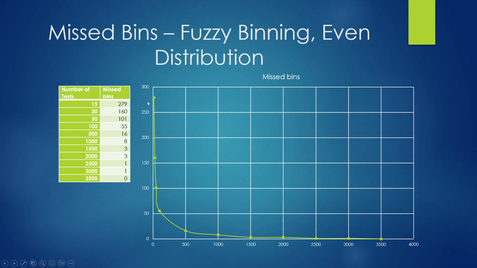only doing 15 frequency tests on a core, the fuzzy binning method actually misplaced 279 out of the 1,000 bins, so that's pretty high. But as we increase the number of tests, this does very sharply decrease into a more reasonable amount. And it wasn't until we got all the way out to 3,500 tests per core, which would be a very, very excessive amount of tests, that we actually found the exact true bin of all the processors.